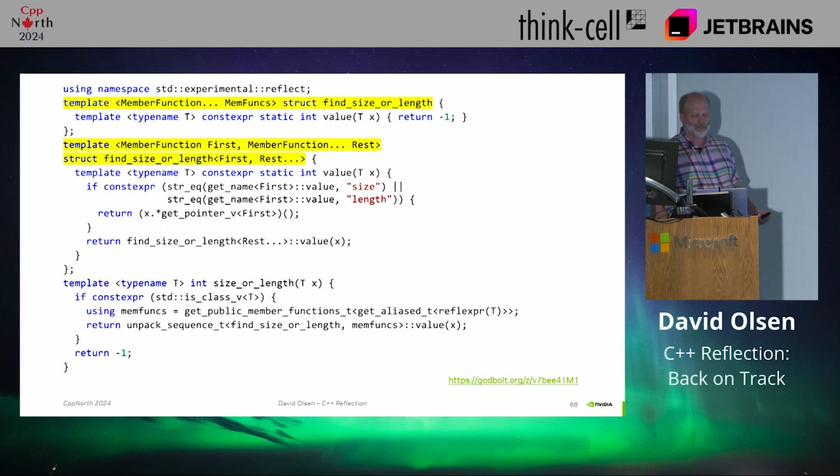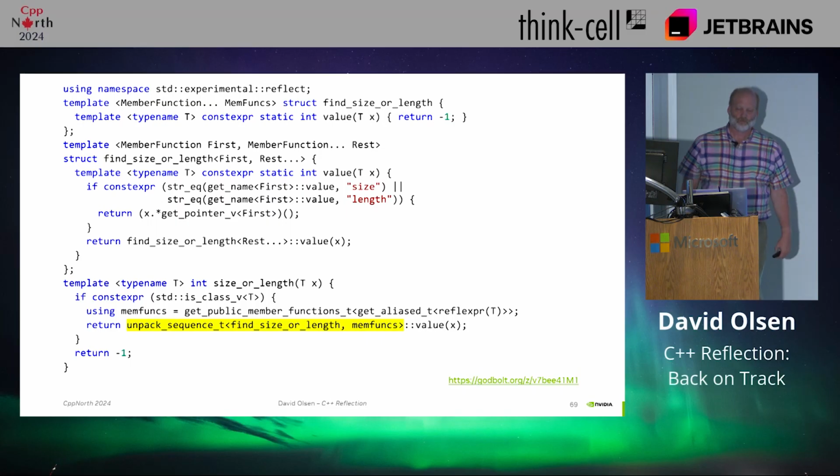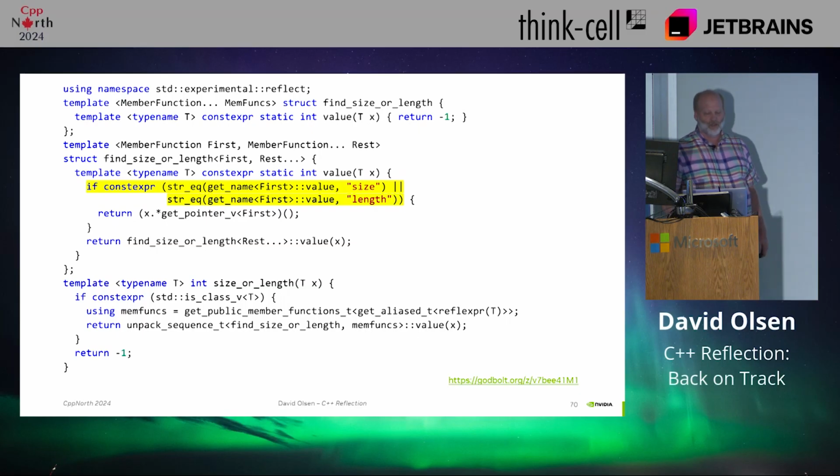Because we are working with type lists, we need a recursive class template with a partial specialization in order to iterate over the types that reflect the member functions. The unpack_sequence template metafunction passes the type list to our class template. Our class template checks if the current member function is named size or length. If so, use get_pointer to get a pointer to the member function, and use the pointer-to-member-function call syntax to call that member function on the given object.